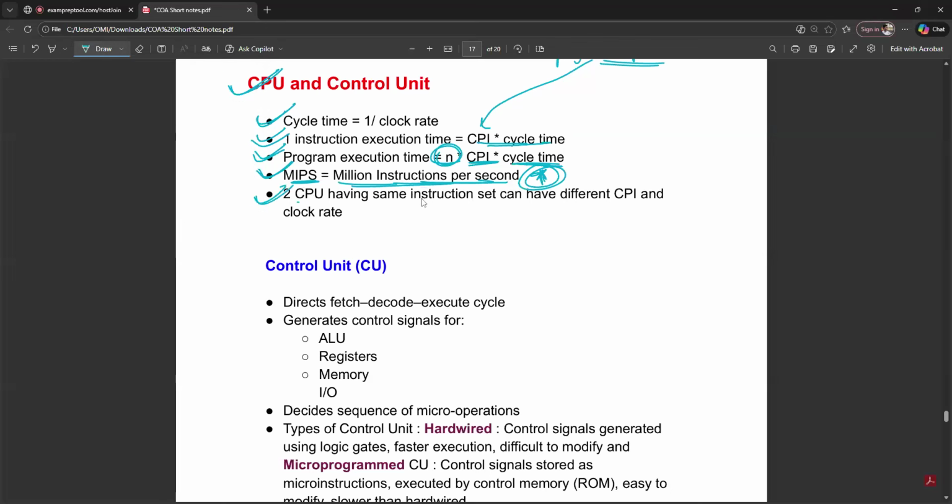Now two CPUs having the same instruction set can have different CPI and clock rate. Okay. If let's say two CPUs have been given and have the same ISA, like instruction set, they may have different CPI and clock rate. Okay. So keep remembering this.